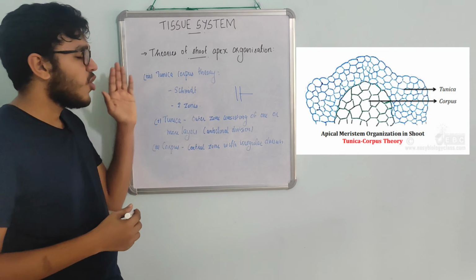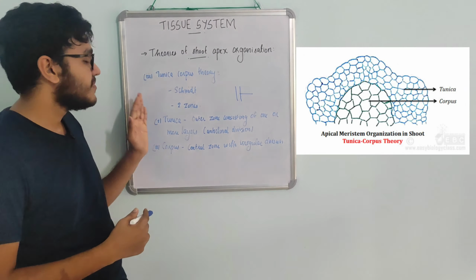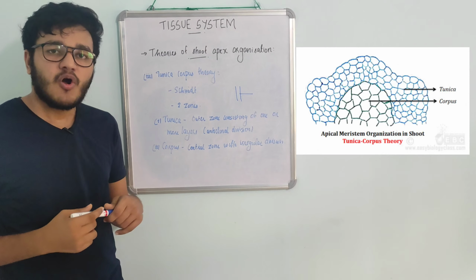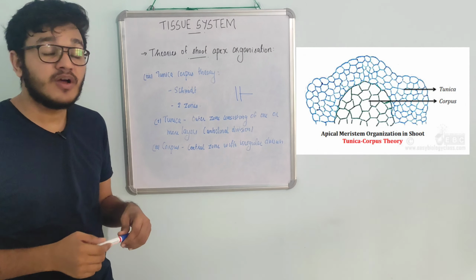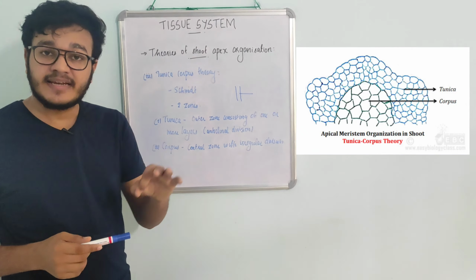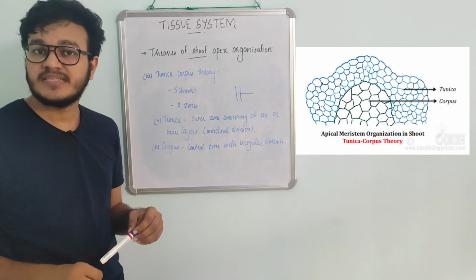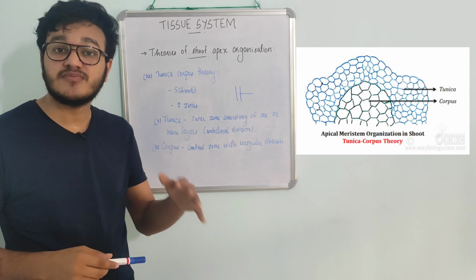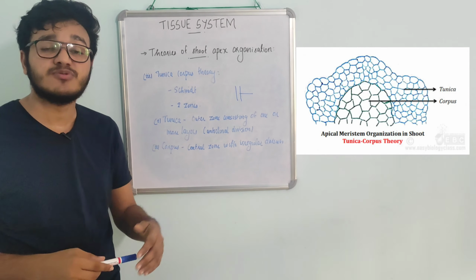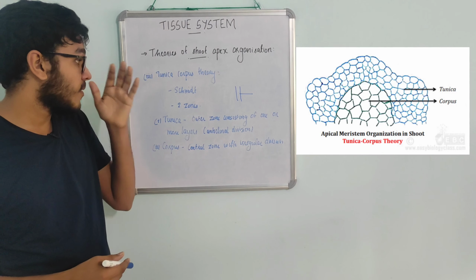Okay. Now the Tunica corpus theory. This is the most well accepted theory in the shoot apex organization. Although the histogen theory is also scientifically well accepted, there was one drawback of it. In that theory there is mention of 3 distinct zones, that is dermatogen, periblem, and plerome. These 3 distinct meristematic zones are not clearly visible in gymnosperms and angiosperms, and that is why that theory was rejected. Now the Tunica corpus theory was proposed by Schmidt.